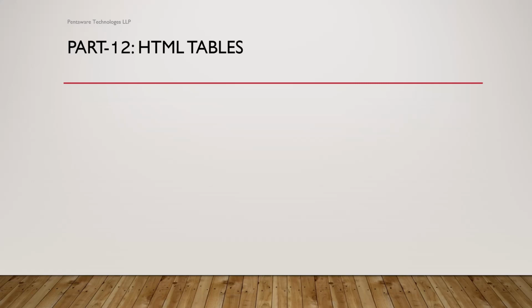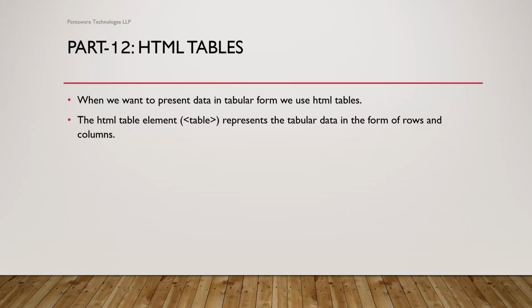Hello friends, this is part 12 of the Web Application Development series, and in this session we will learn about creating HTML tables. When we want to present data in tabular form, we use HTML tables. The HTML element table represents tabular data in the form of rows and columns. Table is the element name used to create a table. We'll see in a bit with an example.